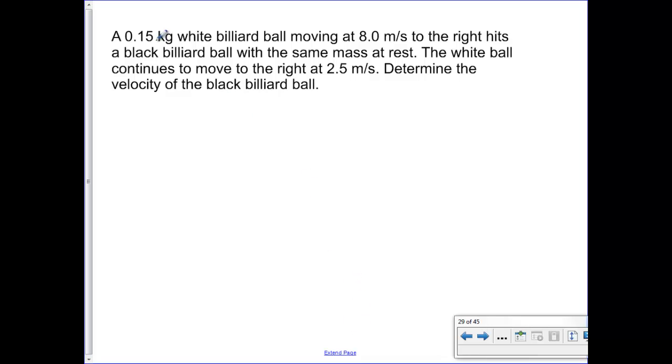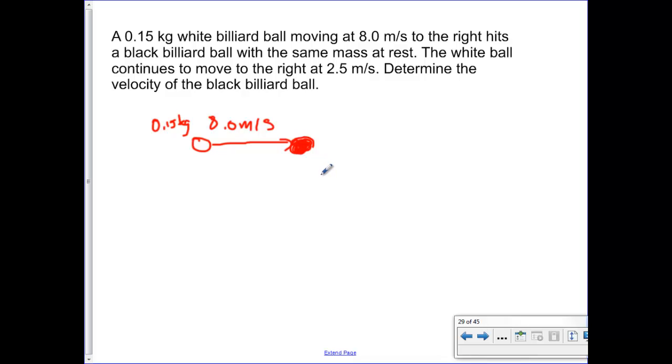So, you have a white billiard ball moving 8 meters per second to the right. Let's see if I can diagram this. Billiard ball moving to the right at 8 meters per second, and it's 0.15 kilograms. Then it hits a black billiard ball with the exact same mass which was at rest.